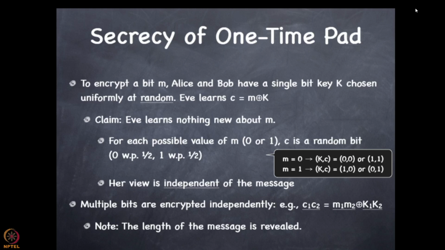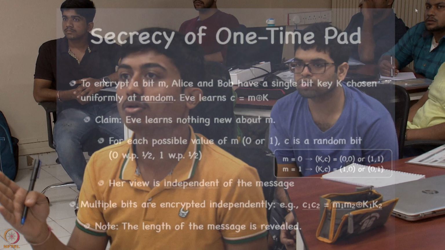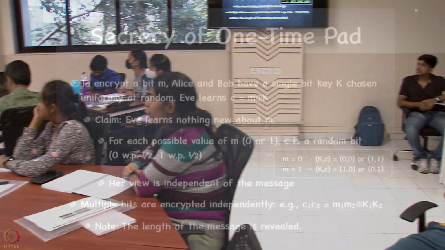Okay, yeah. Whenever we do this analysis, we assume that the message M has probability half of being 0? No, that's a good question, so let me repeat that. The question was, are we assuming that the message M has probability half of being 0 and probability half of being 1? No, we are not making any such assumption.